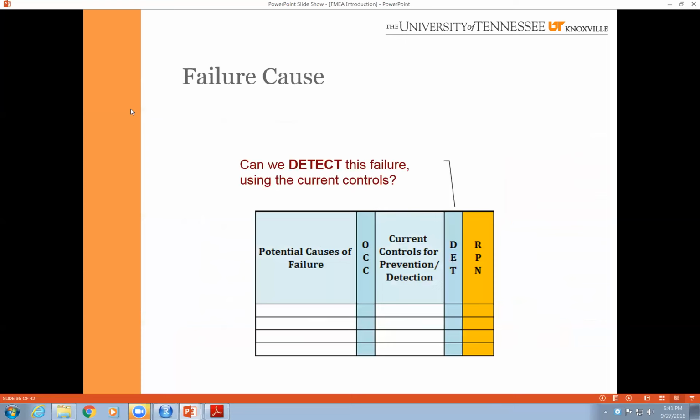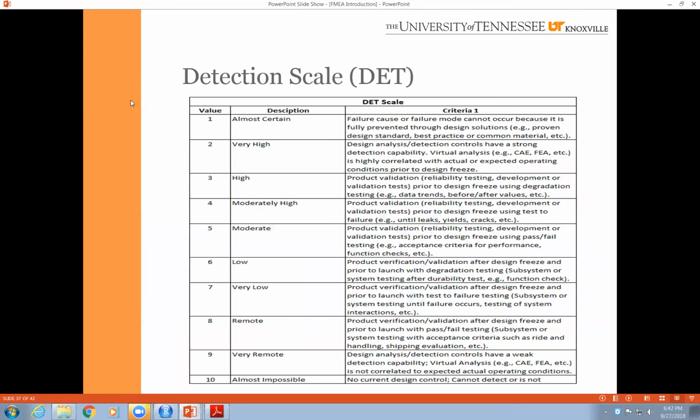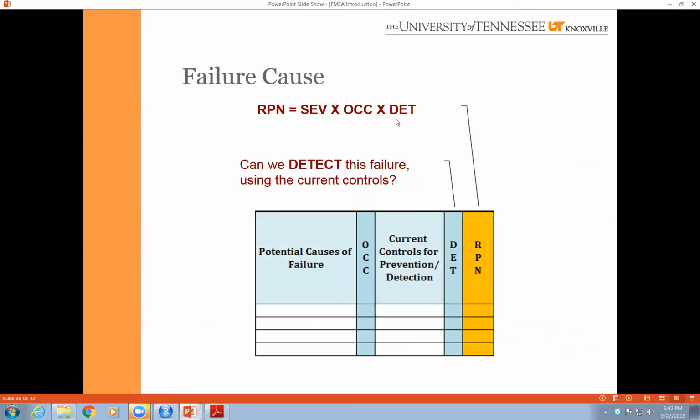And then the last one is detection. Based on the mitigation that you've done, can you detect that failure? Can you identify it? And then you calculate the risk priority number. Again, detection has a similar scale as well. So going back to the risk priority number, you have three numbers to multiply. So the higher the number, maybe the highest would be 1,000, right? The worse it is. That helps you prioritize which line items you need to work on.